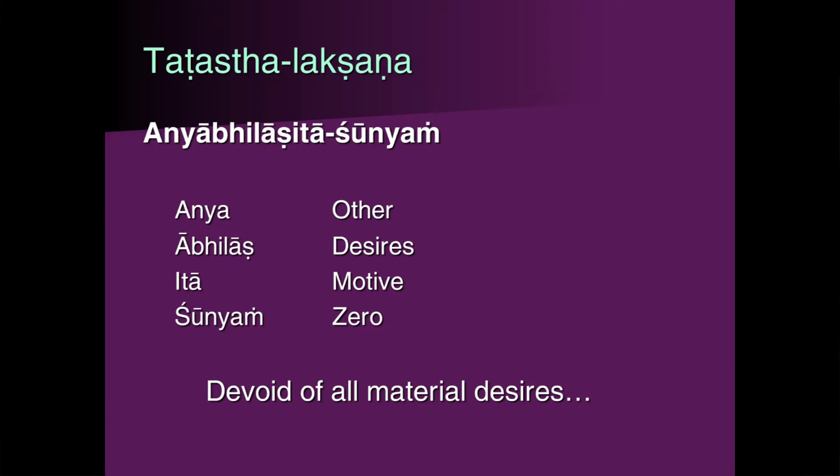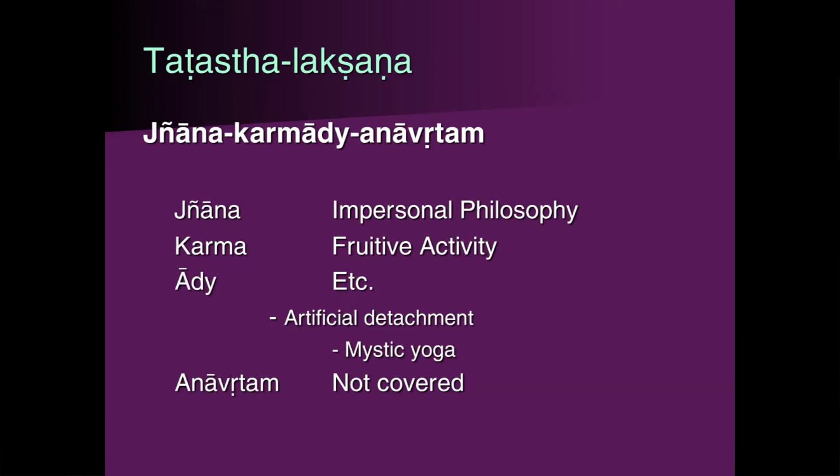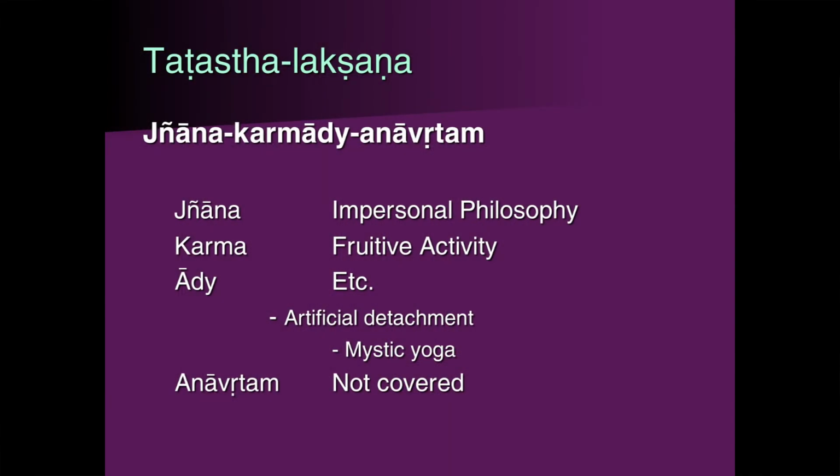Shunya means zero. Prabhupada translates it as devoid of all material desires. Anyabhilashita shunya. For example, jnana karmadi anabritam. Jnana means desire for liberation. Karma means fruitive activity, meaning remuneration in this life or in the heavenly planets, etc. Artificial detachment and mystic yoga.